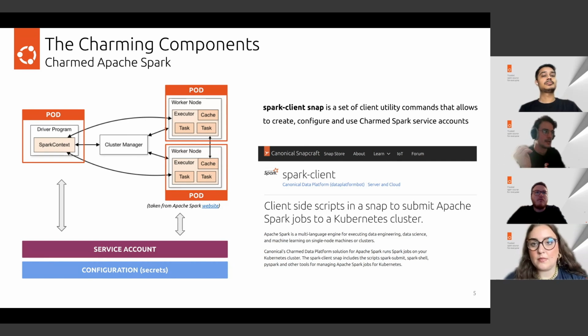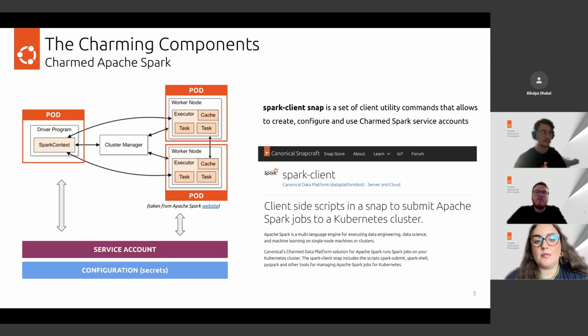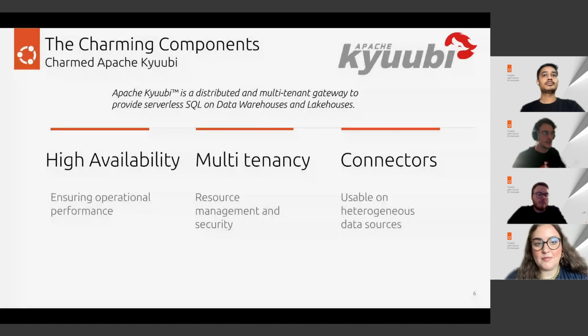From this point, you can submit Spark applications using the Spark client snap to the Kubernetes cluster, which will take care of creating a driver pod, which in turn will create the executor pods to handle the application code. The Charm Apache Spark solution also includes additional charms. For instance, we offer a charm history server, an integration hub, and a new charm we'd like to present to you today. Moving on to the next slide, then, what is Apache Kyuubi and what purpose does it serve?